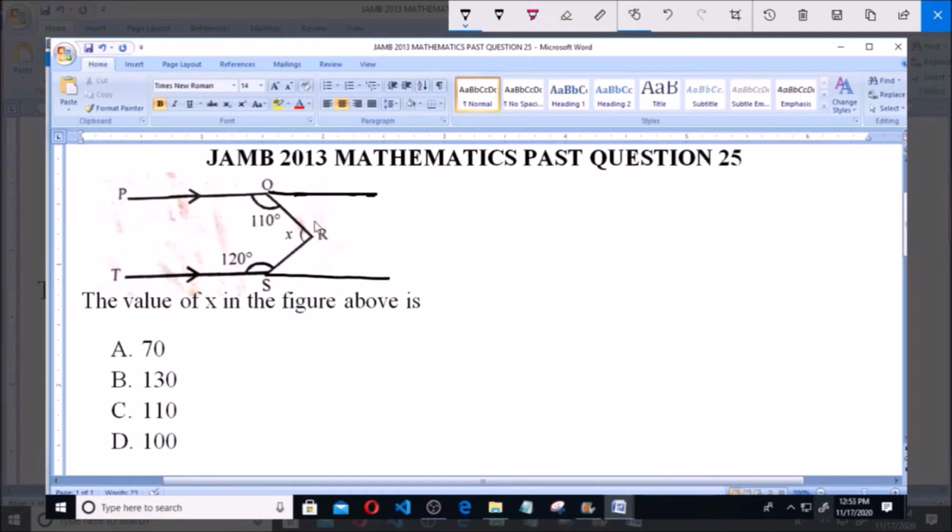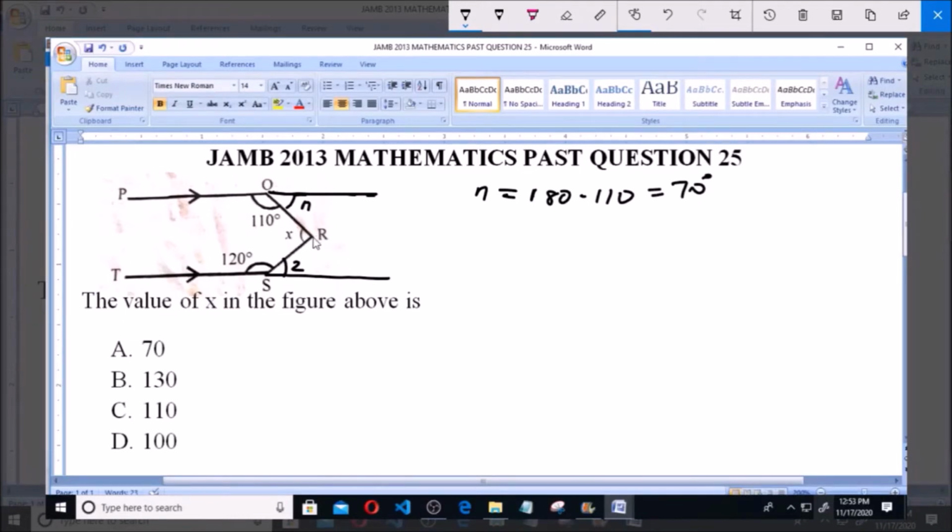Now looking at this, let's call this angle here angle N. Let's call this angle, this is x, which we are asked to find. Now let's call this angle here angle Z. Now from this we can see that N is equal to 180 minus 110. That is angle on a straight line. So that means N is equal to 70 degrees. So this angle here is 70 degrees.